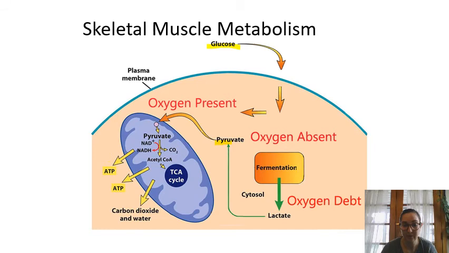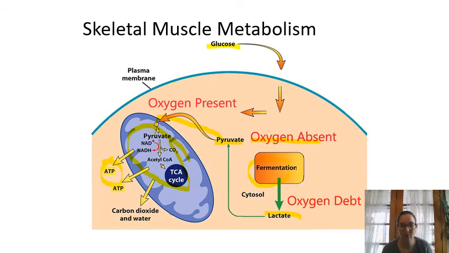We'll break it down into pyruvate. That pyruvate, if we have oxygen, will go into the mitochondria, and then we'll continue to do all of the cellular respiration process until we get a whole bunch of ATP out the other side. If we don't have oxygen, then we go into the fermentation process and we end up with lactic acid on the other side. Now, lactic acid is toxic.